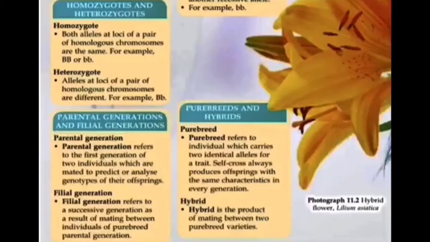Next, parental generations and filial generations. Parental generation refers to the first generation of two individuals which are mated to predict or analyze genotypes of their offspring, while filial generation refers to a successive generation as a result of mating between individuals of the purebred parental generation. Next, purebreds and hybrids. Purebred refers to an individual which carries two identical alleles for a trait. Self-cross always produces offspring with the same characteristic in every generation, while a hybrid is the product of mating between two purebred varieties.